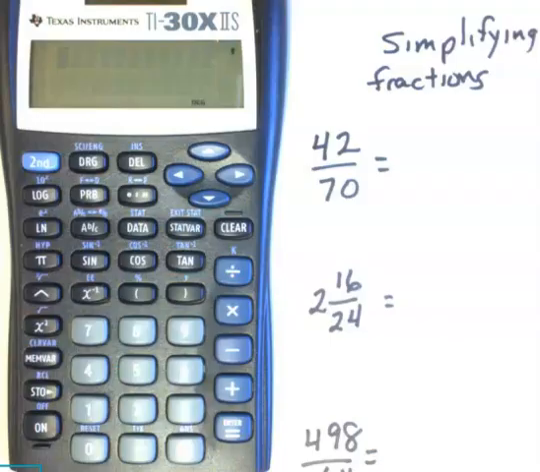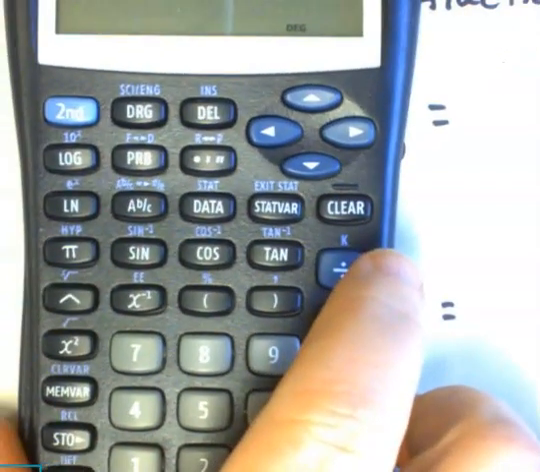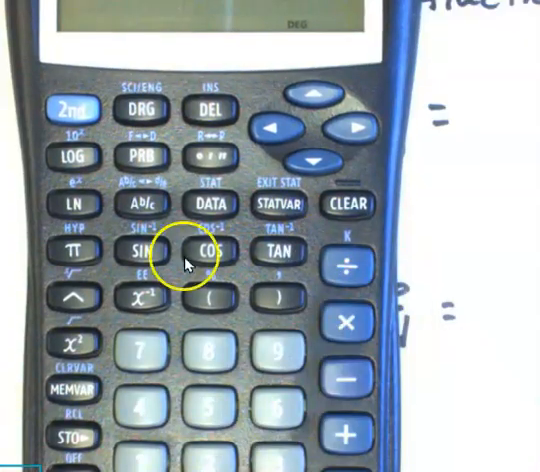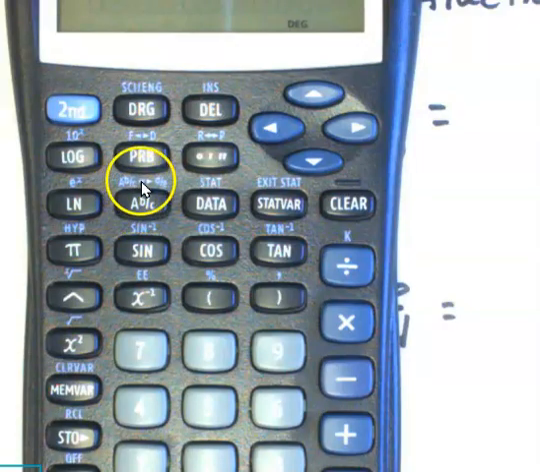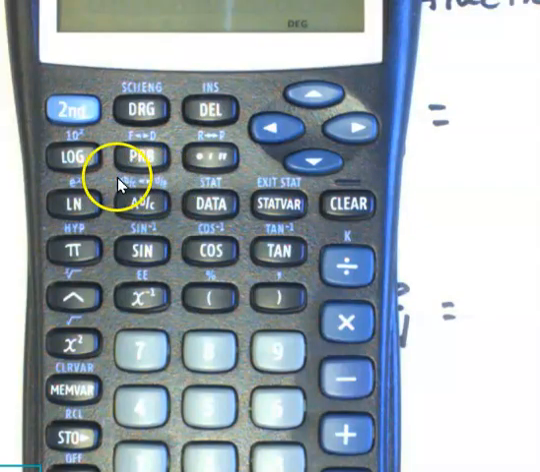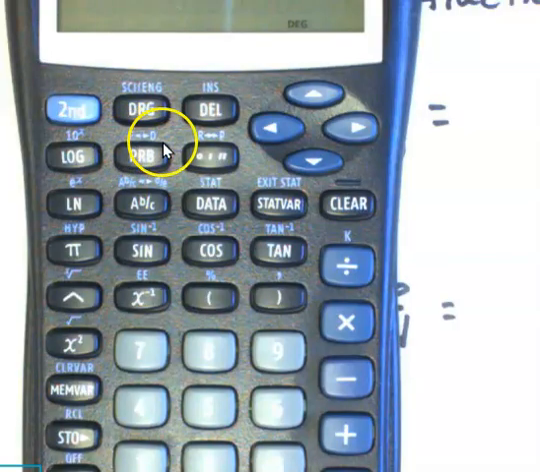On the TI-30X2S, the buttons that we are going to need to use are this button. This lets us enter a fraction or mixed number. A mixed number is a whole number and a fraction. Up here, we're going to use a second function button to change from a mixed number to a fraction or back again. And up here, we're going to use a second function button to change from a fraction to a decimal and back again.